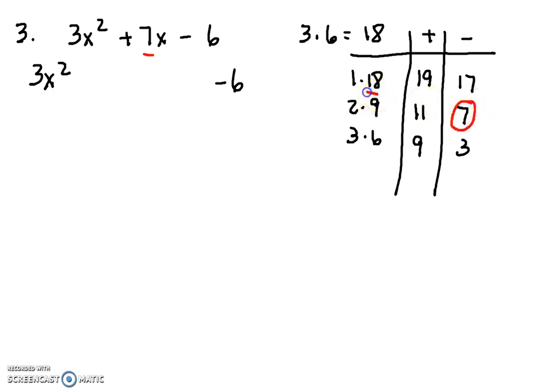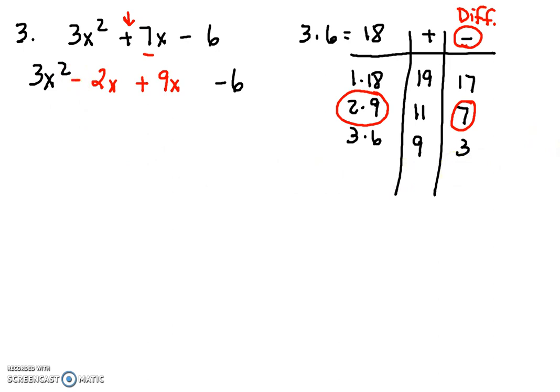I created that middle term by using the 2 and the 9. So I'm putting a 2x and a 9x right here. Remember, these two terms are creating this middle term. And the 7 was in the minus column. So again, my signs were going to be different. Again, I look at this sign. Whatever this sign is goes to the larger of the two numbers. So my 9x gets the positive and my 2 gets the negative.